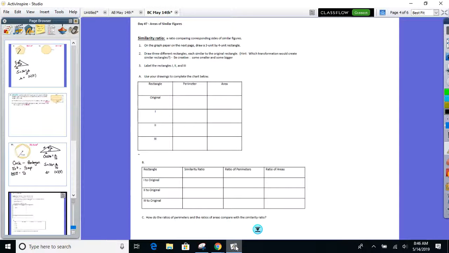Everyone sees the sheet of graph paper on your notes. Okay. First thing today, we're going to talk about similar figures, and you're going to find out there's a relationship between the sides and the areas and the perimeters if two figures are similar.